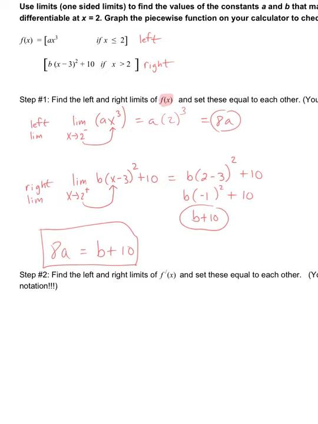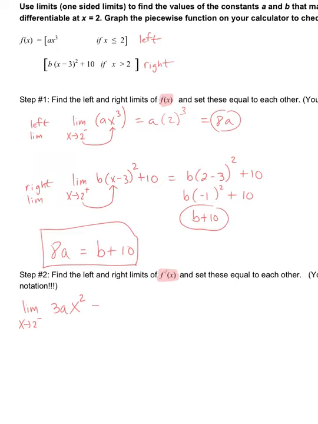I do the same thing. I find the left and right limits, but now I use my derivative function, f prime of x. So let's try that. The limit as x approaches 2 from the left, the derivative of my left function using the power rule: 3 times a gives me 3a, and then it's x to the second. I subtract 1 from my exponent. So the derivative of ax cubed using the power rule is 3ax squared.